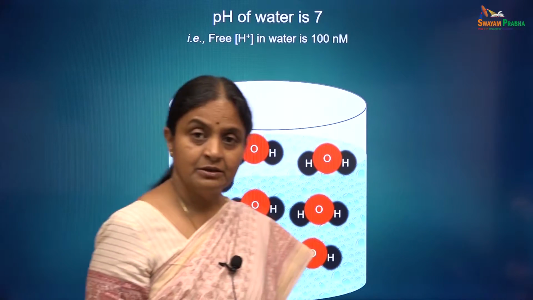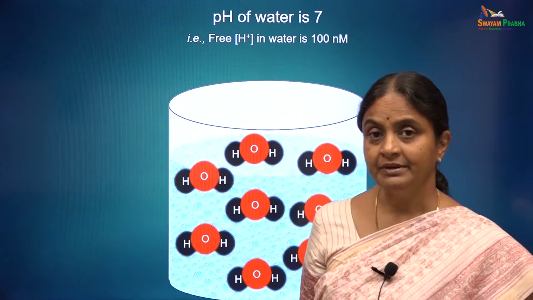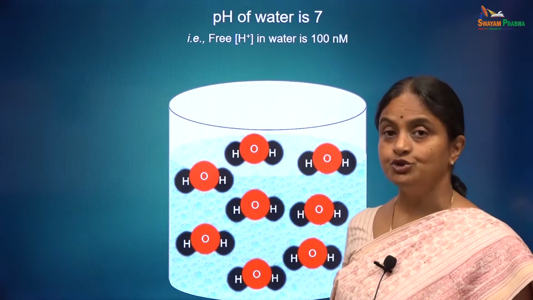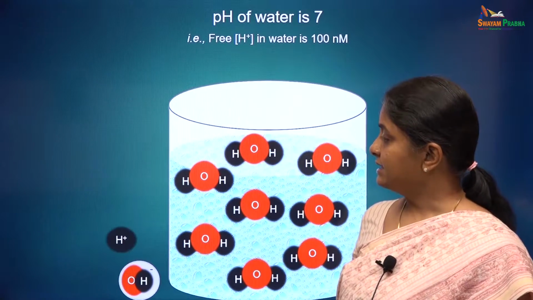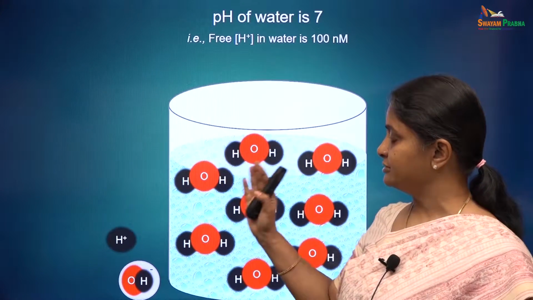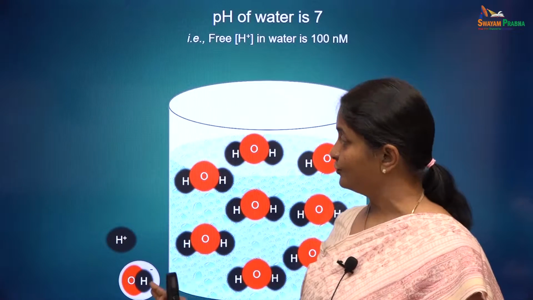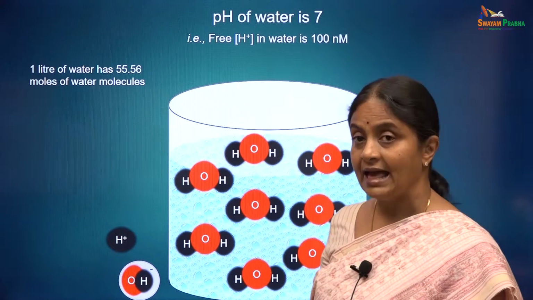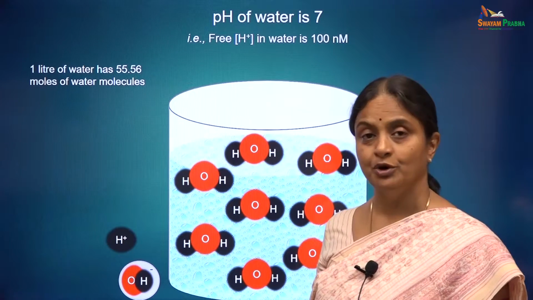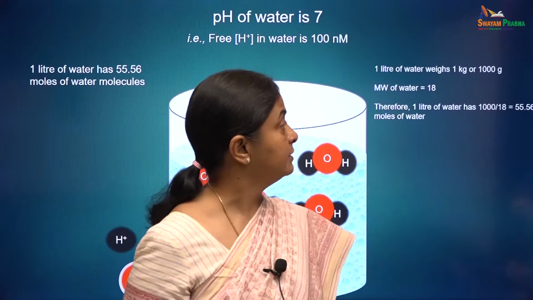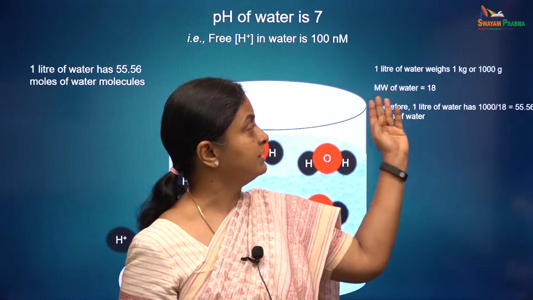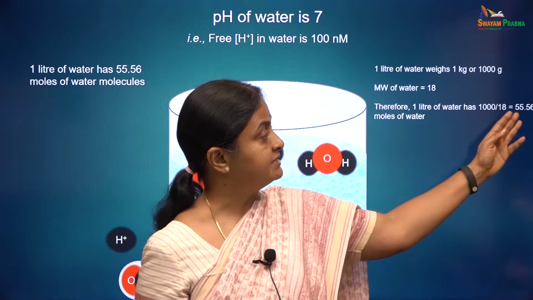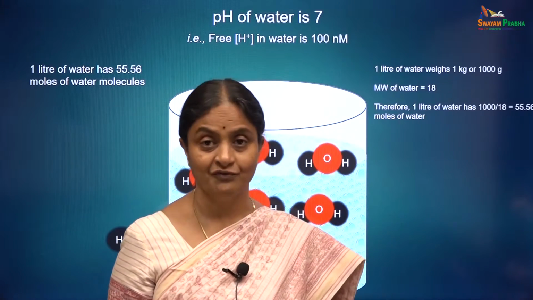Now, let us look at water equilibrium yet again. These are stable water molecules, let us say H2O molecules, and let us see how many stable water molecules there are in a liter of water and how many of those are ionized. A liter of water will have 55.56 moles of water molecules. How did we get that? A liter of water weighs 1000 grams, and 18 is the molecular weight of water. Therefore, 1 liter of water will have 1000 by 18, 55.56 moles of water.